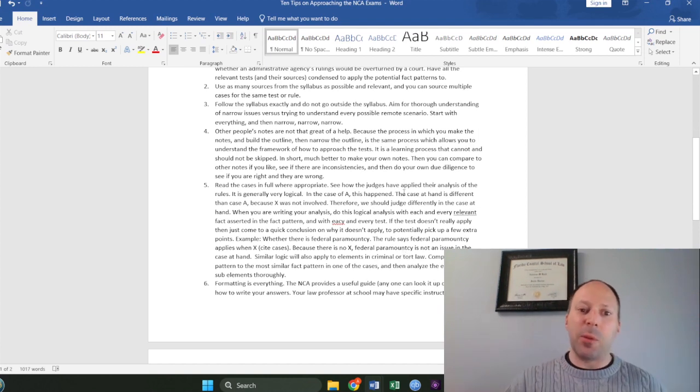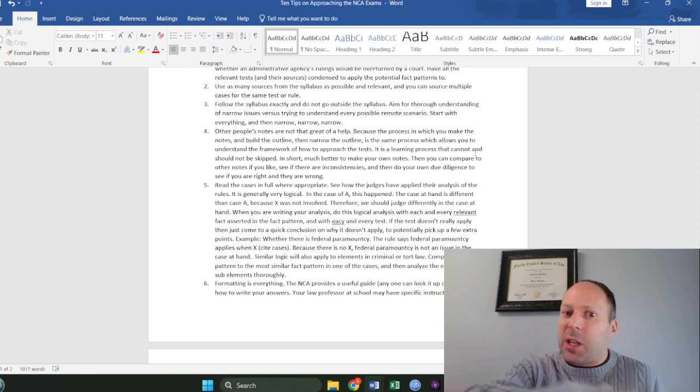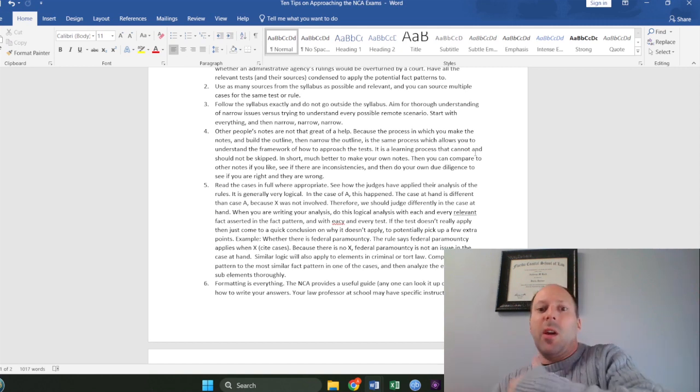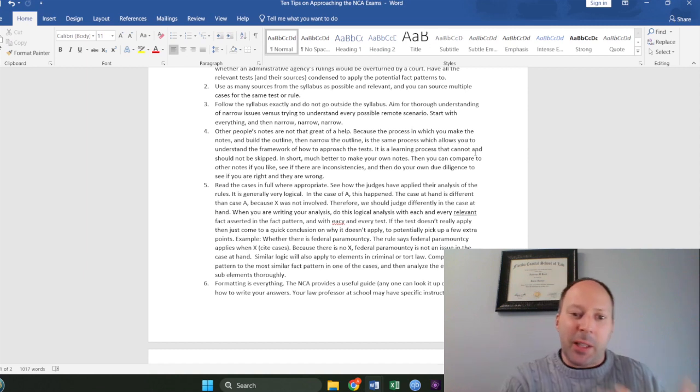Tip number 5, read the cases in full where appropriate. See how the judges have applied their analysis of the rules. It's generally very logical. In the case of A, this happened. The case at hand is different than case A because X was not involved. Therefore, we should judge differently in the case at hand. These are generally how the logic in these cases that we are assigned to read plays out.